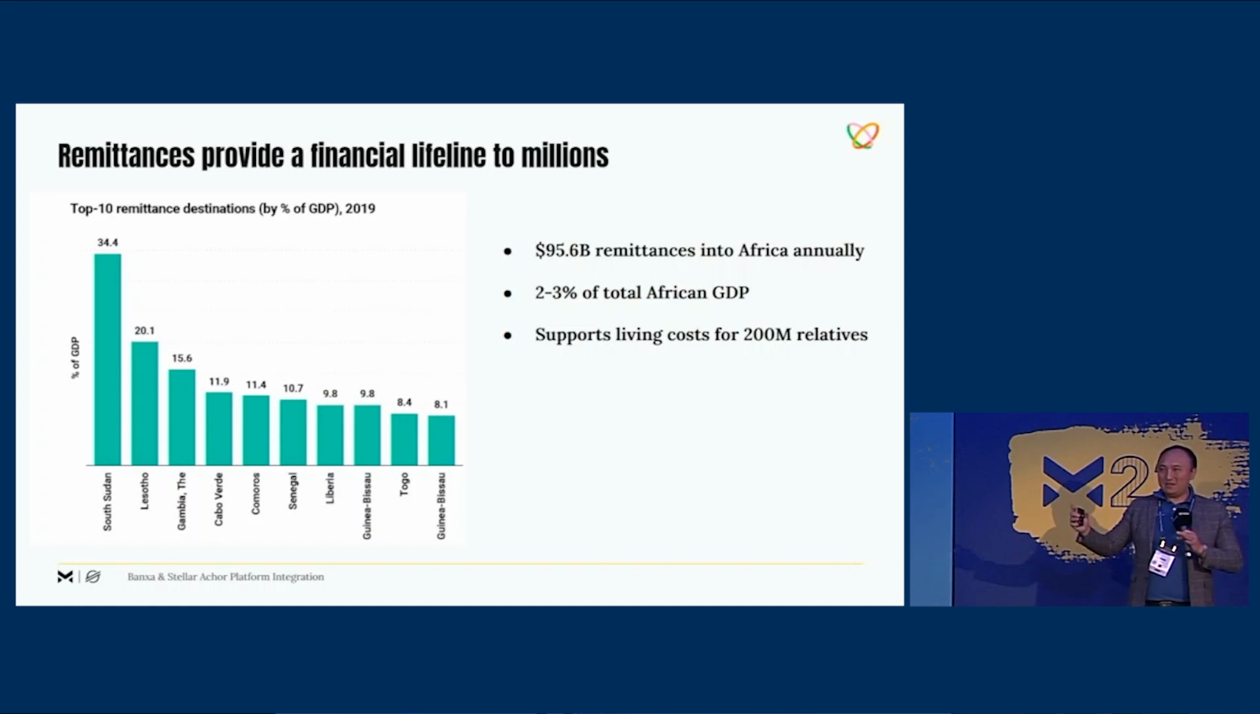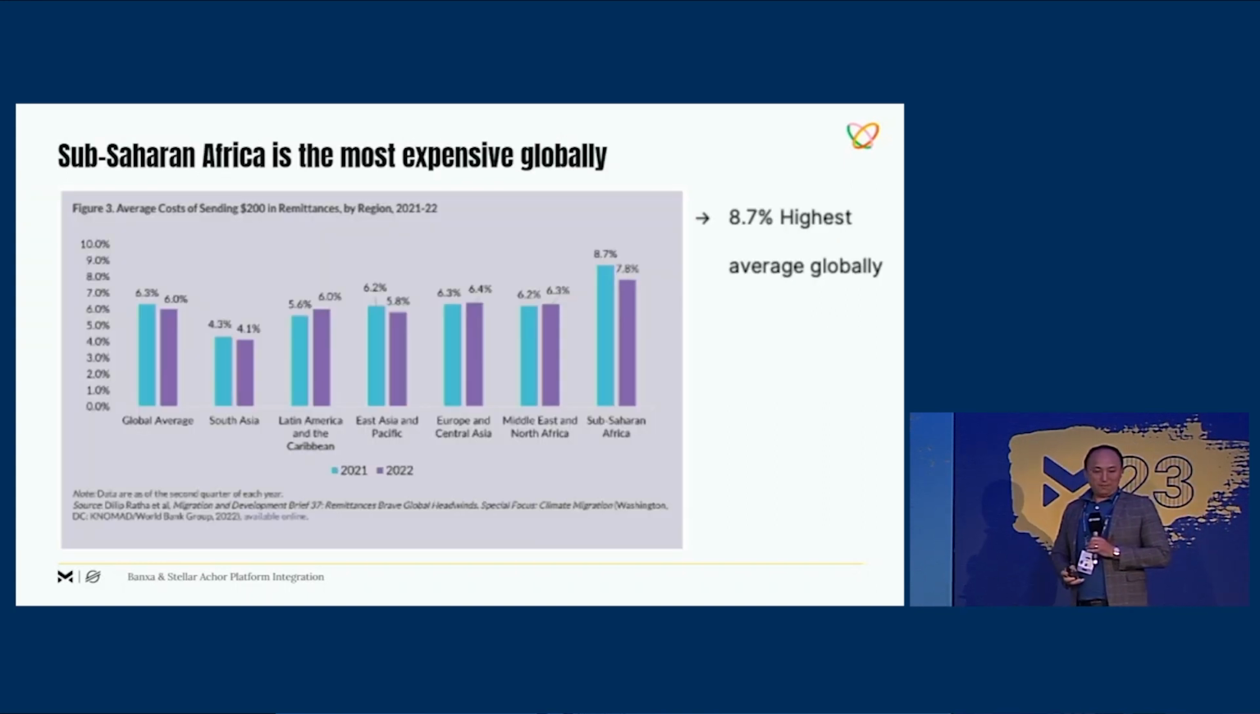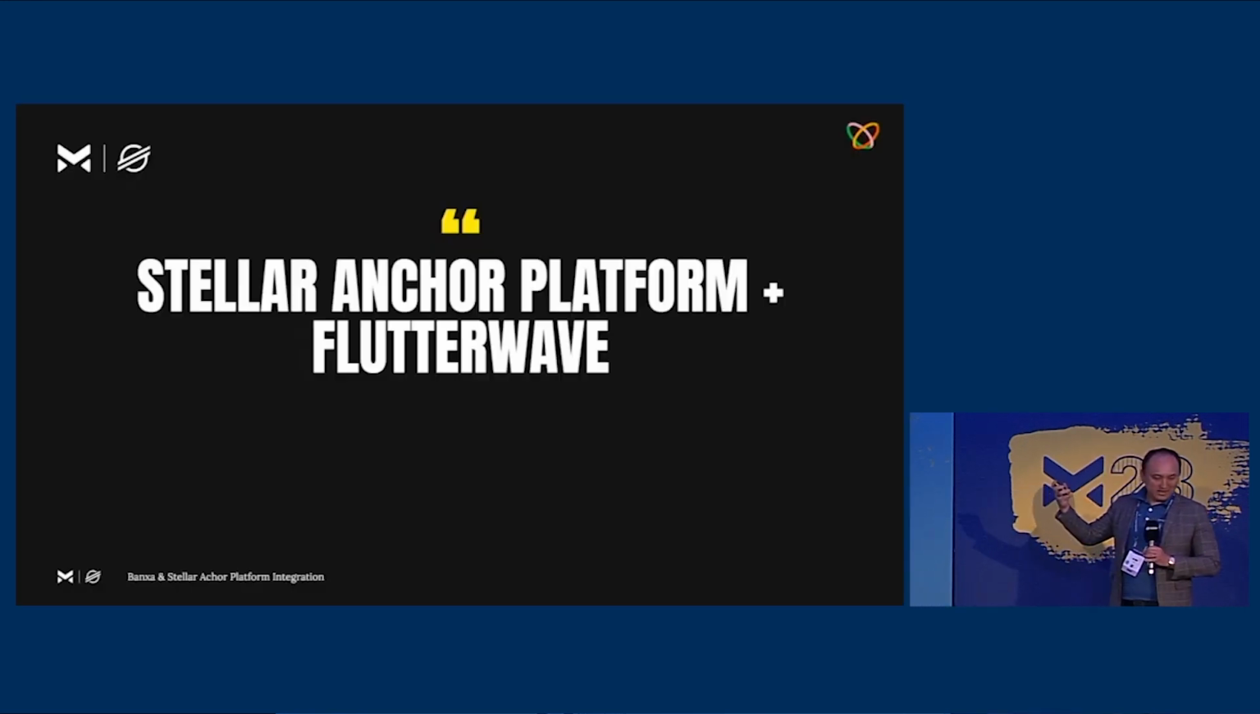So there's a tremendous opportunity, a lot of money impacting a lot of people, and it's a big part of the GDP. Now, here's a big part of the problem. It's also the most expensive corridor in the world. On average, it's costing about 8.7%. So what does that problem equal? We have a solution, which is not that.